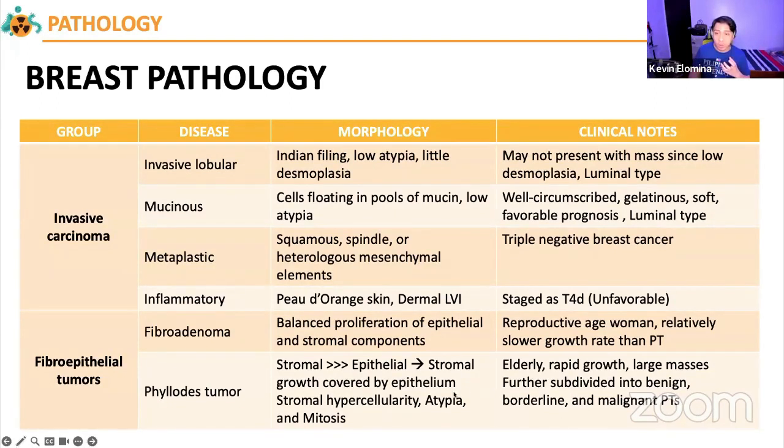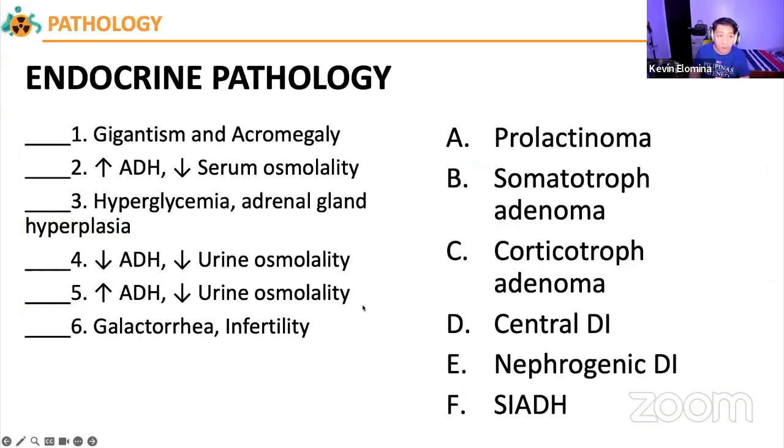While for your phyllodes tumors, they're usually found in your elderly patients. Usually malalaki yung breast masses nila, and minsan nag-ulcerate pa, no? So these are characterized by stromal overgrowth, no? Rather than your epithelial, mas nagpo-proliferate yung stromal. Now, let's go to endocrine.